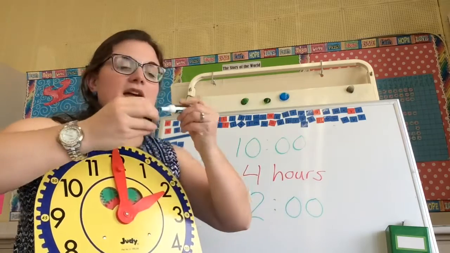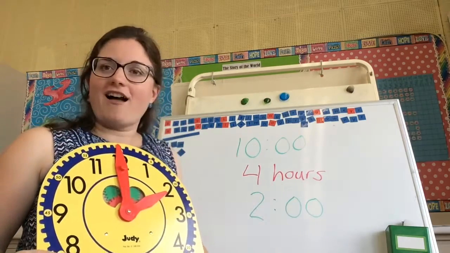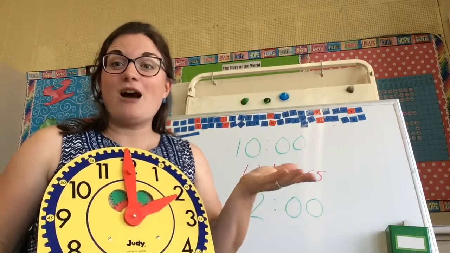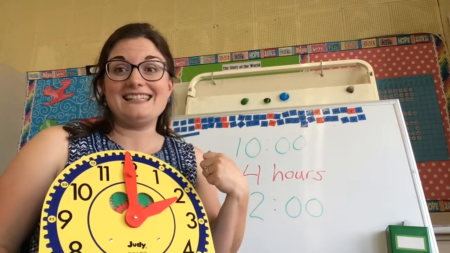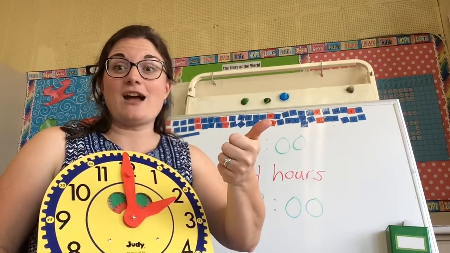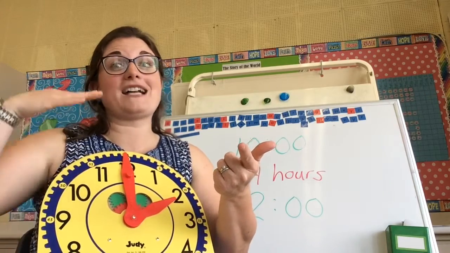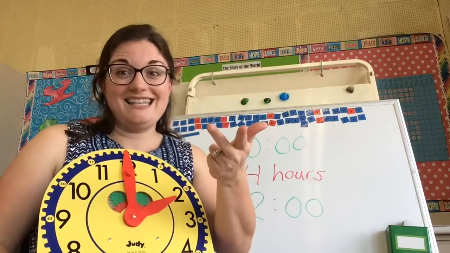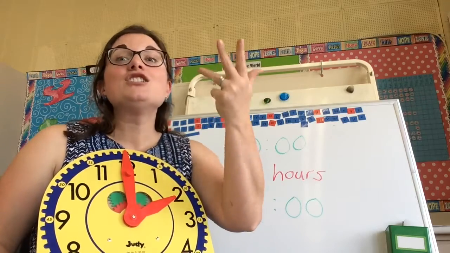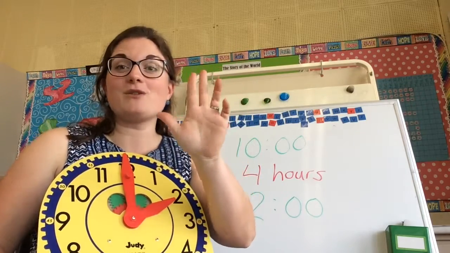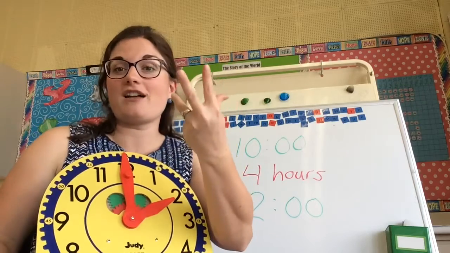Now, some of you might think, Mrs. Johnston, I don't need my clock. I can count the hours on my finger. So if I start at 10, let's count. 11 is 1 hour. 12 is 2 hours. But remember, after 12, we go back to 1. 1 is 3 hours, and 2 is 4 hours. So I could say it would be 2 o'clock is my 4 hours.